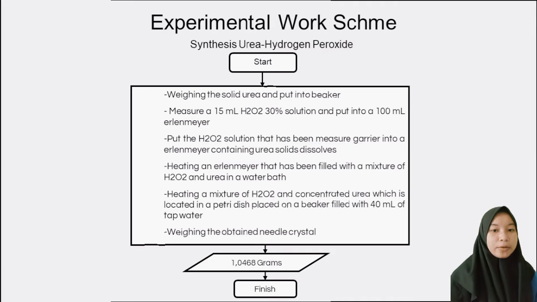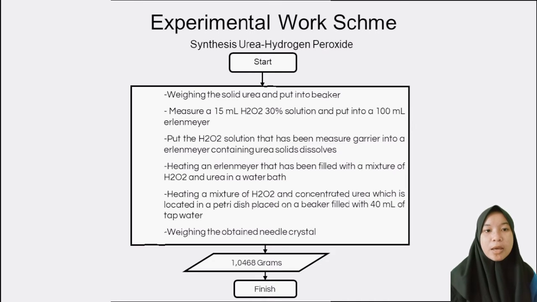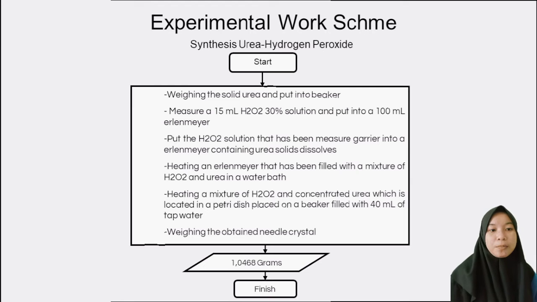Next, the experimental work scheme for the synthesis of urea hydrogen peroxide. Start. One, weigh the solid urea and put it into a beaker. Two, measure 15 ml of 30% hydrogen peroxide solution and put it into a 100 ml Erlenmeyer. Three, put the measured hydrogen peroxide solution into the Erlenmeyer containing the dissolved solid urea. Four, heat the Erlenmeyer filled with the mixture of hydrogen peroxide and urea in a water bath.